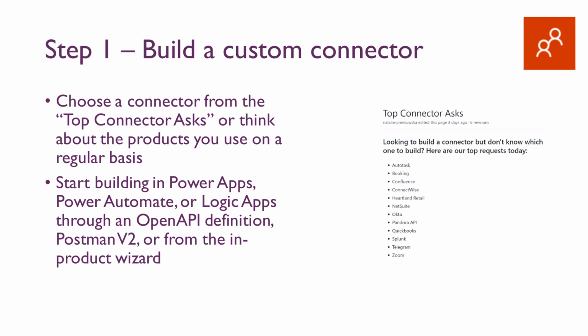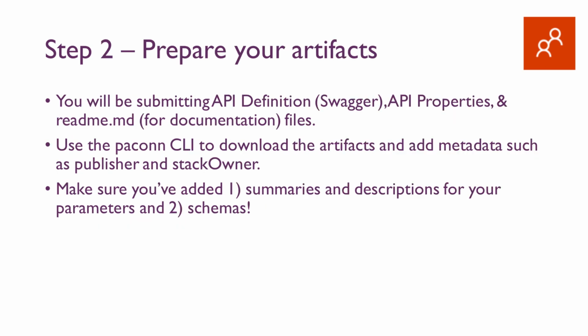If you want to build one, you can start by looking at the top connector asks. That's on GitHub. On the Power Platform connector repo, you can look at that, and you can see which connectors have been asked for the most, and you can just choose one of those and start building that. You can, of course, start building in Power Apps, Power Automate, or Logic Apps, just the same way as I explained a little bit earlier.